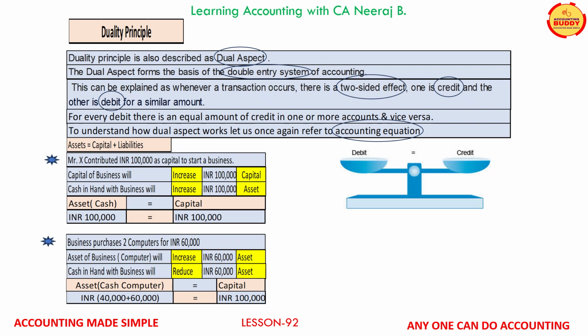I hope you remember cash is a current asset and computer is a fixed asset. We discussed these terms in detail in chapter number 2, basic accounting terms.